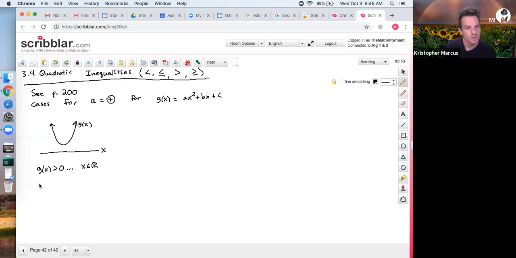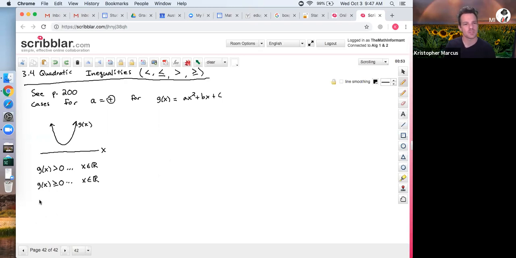Okay, well, what about where is g of x greater than or equal to 0? Well, all the heights are still greater than 0, and none of them are equal to 0 because they're all above it. So it's the same thing. All real numbers for x are going to work.